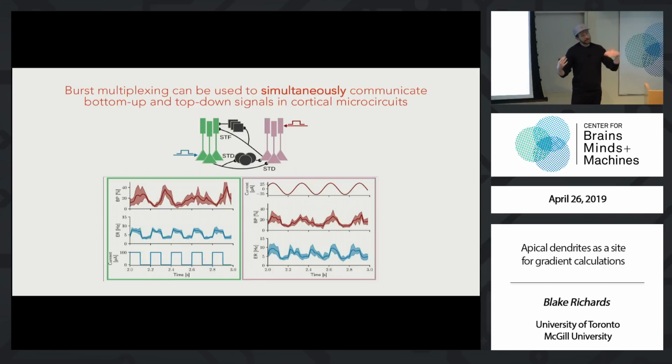So theoretically, what you could have is a sort of bottom-up signal via the basal compartments and a top-down signal via the apical compartments. And courtesy of this burst multiplexing, you could communicate these two signals, the bottom-up and top-down signals, simultaneously. So that's what we're showing here. So here we simulated an ensemble of pyramidal neurons that was receiving an input to their apical dendrites, and which were then projecting to the apical dendrites of another pyramidal ensemble.